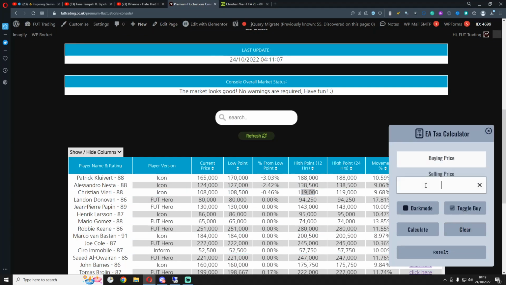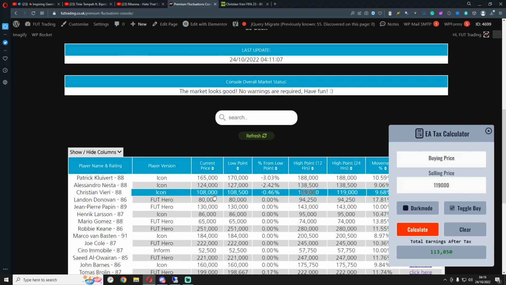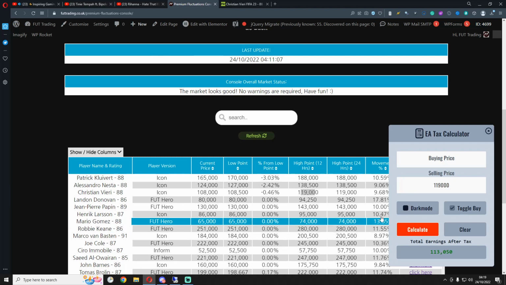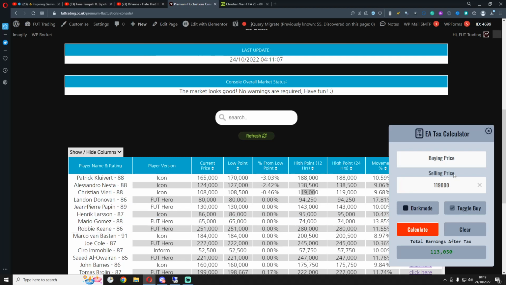Work out how much you'd actually break even there. So if you sell for 119, after tax, you're going to receive 113. So if you bought at 108 at the low point, you're going to make yourself 5,000 coins, because 113 minus 108 equals 5,000. So 5k profit there would be good.